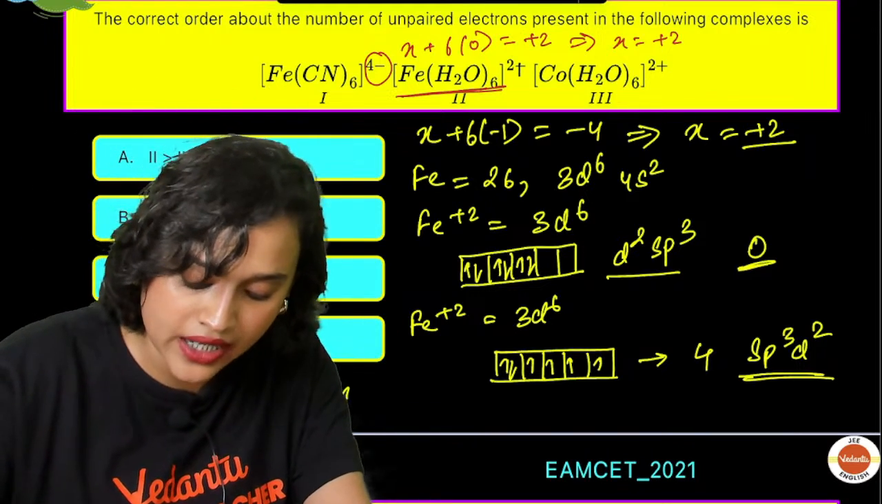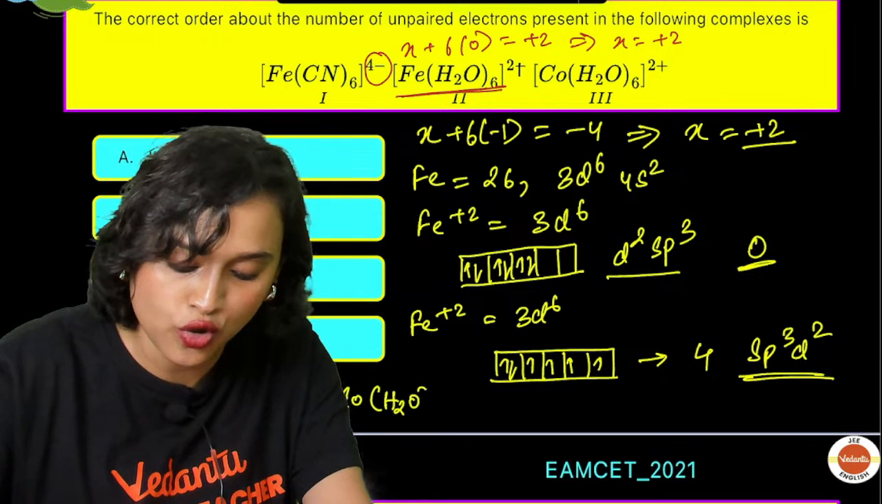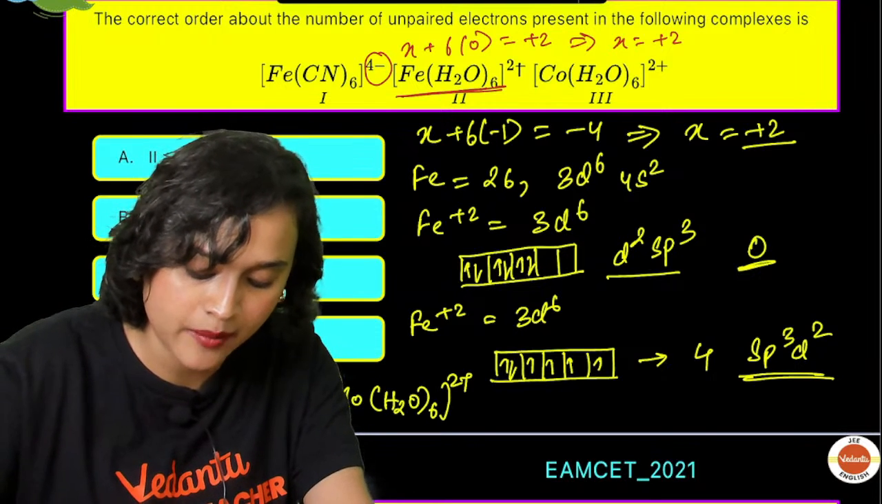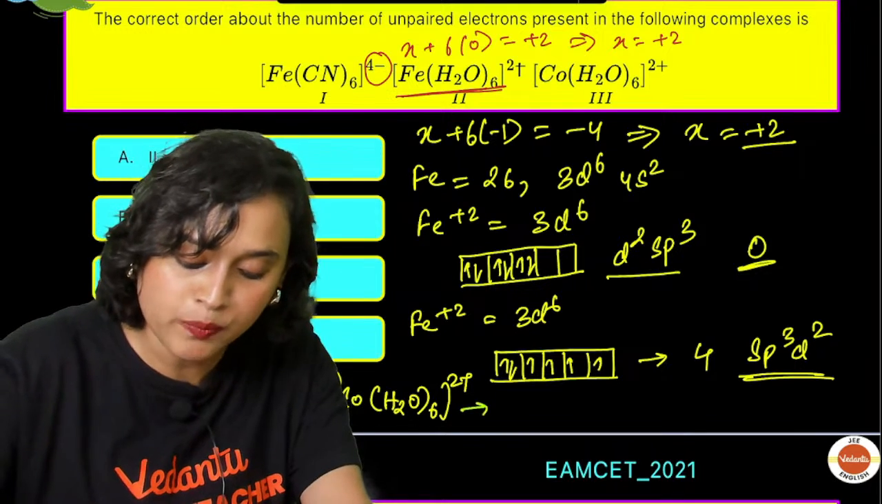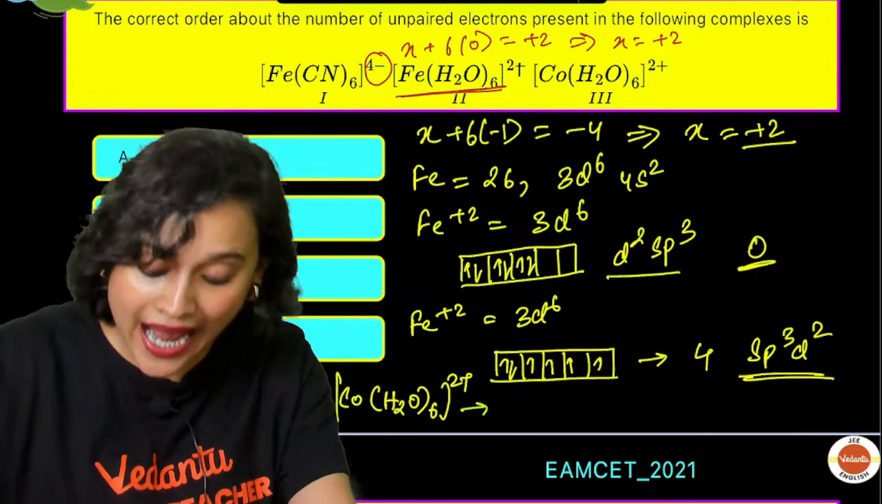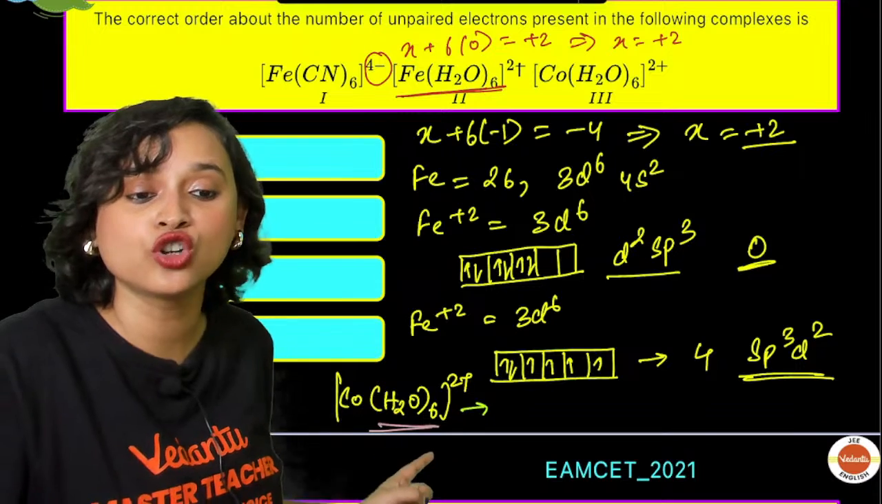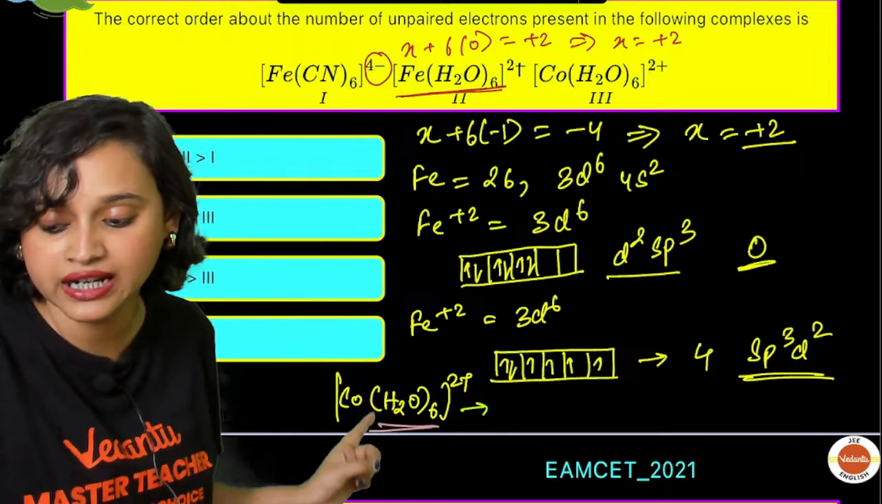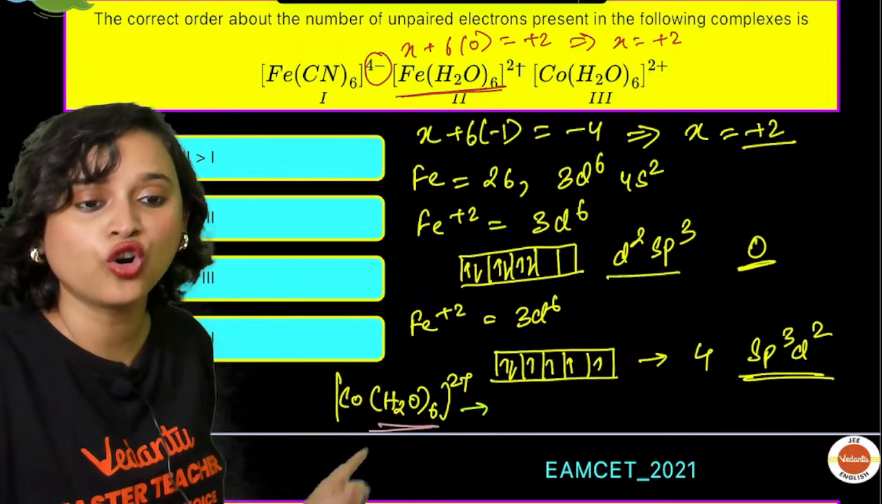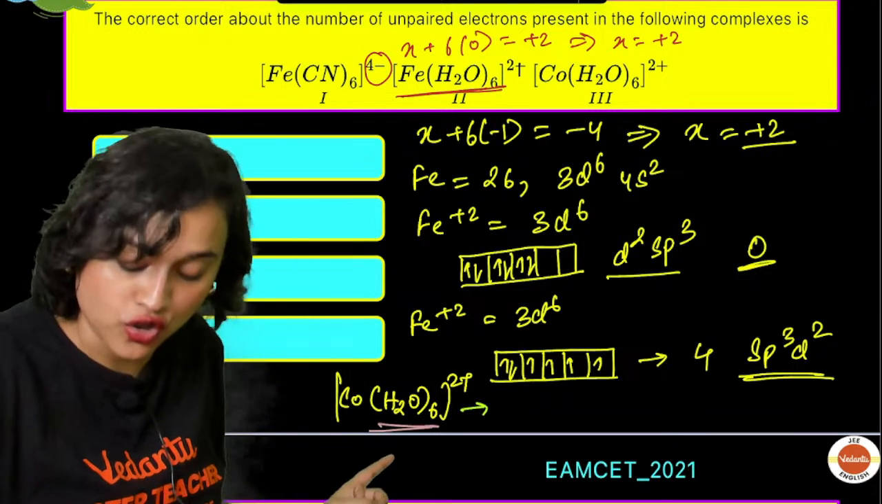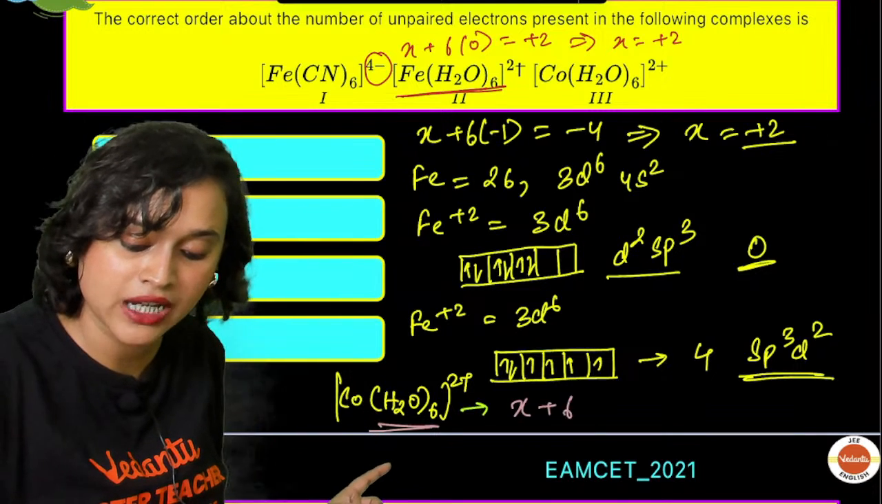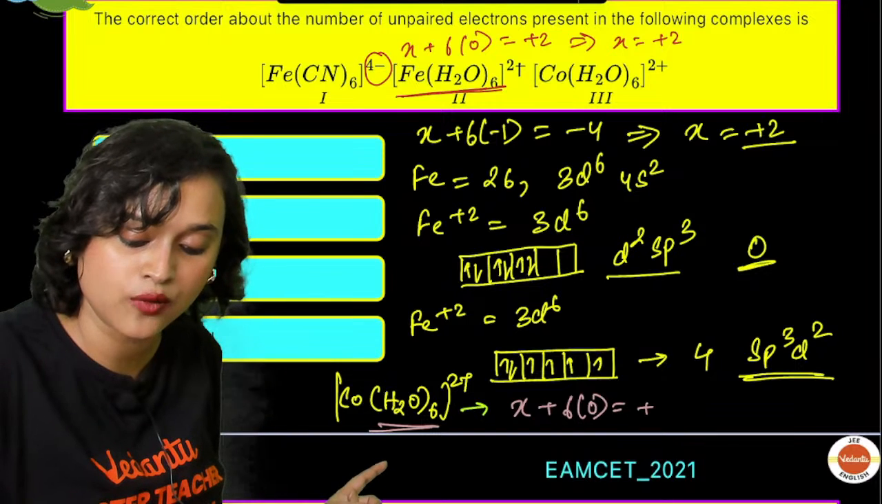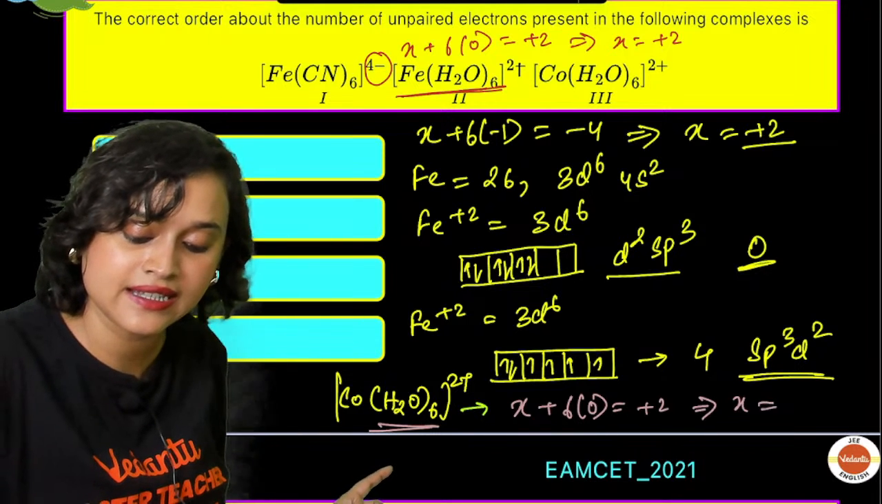The last one is Co(H2O)6 2+. Am I right? So 2+, and once again, see H2O6. H2O is a neutral ligand. So how do you calculate? X plus 6 multiplied by 0 is equal to plus 2. That means X is equal to plus 2.